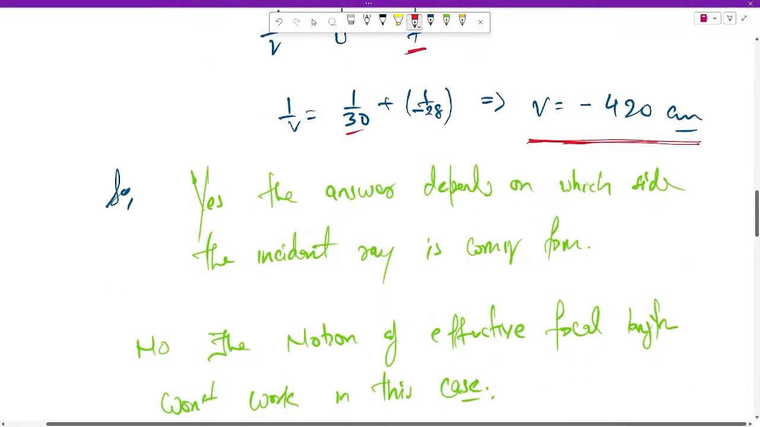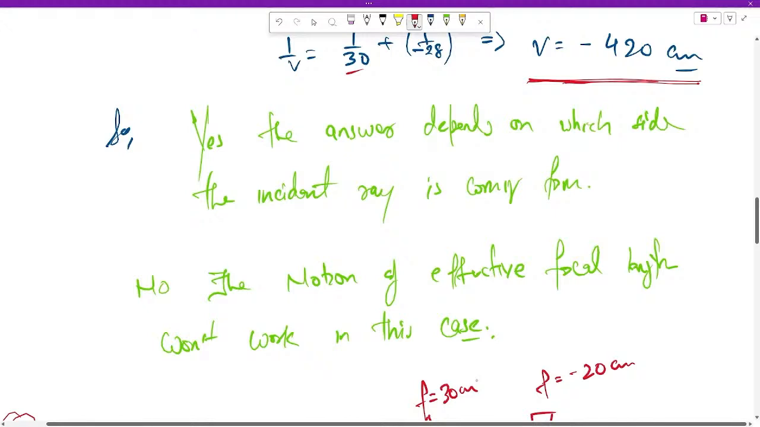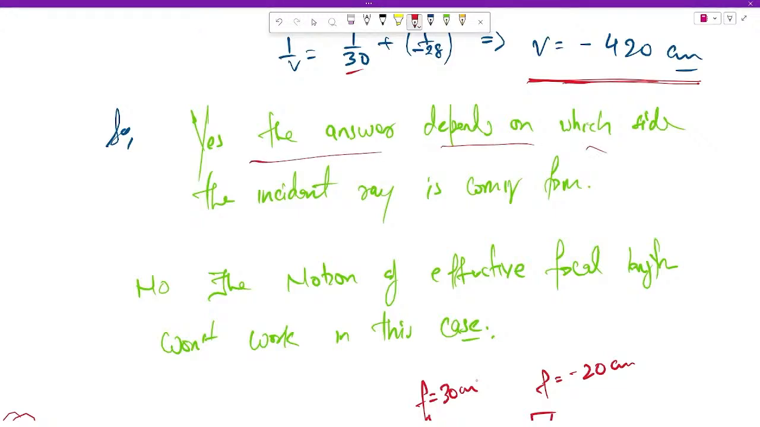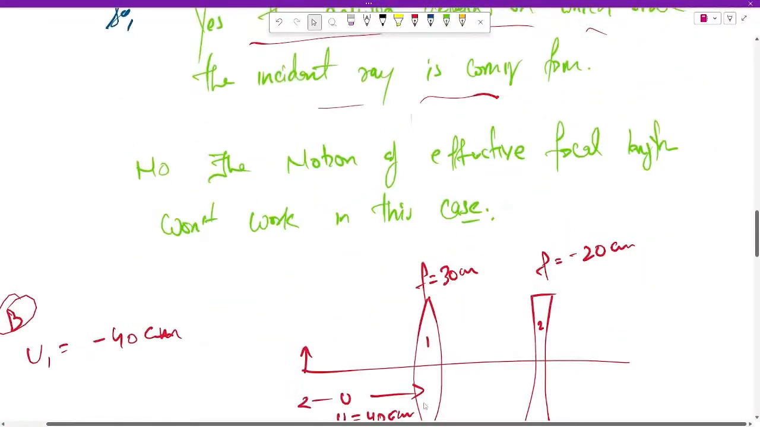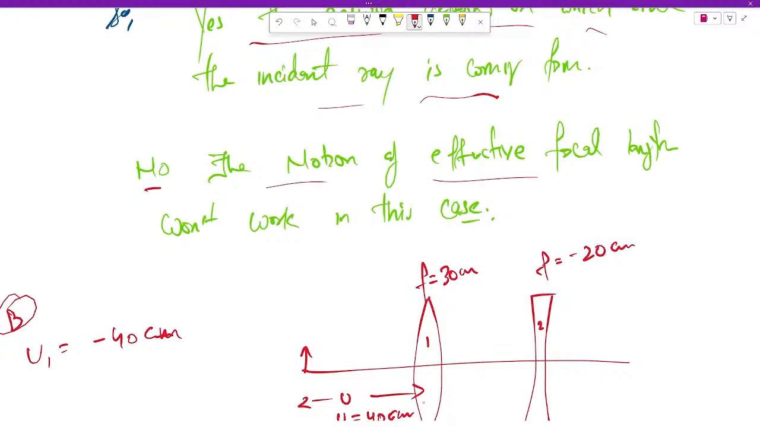Now we can comment, seeing these results, that it changed from the previous case of 220 centimeters, so we can say that yes, the answer depends on which side the incident ray is coming from, because v, the final image distance, has changed. And we can also comment that no, the notion of effective focal length won't work in this case, because there can't be an f effective, as the image position is varying depending upon which lens is receiving the first incident rays.